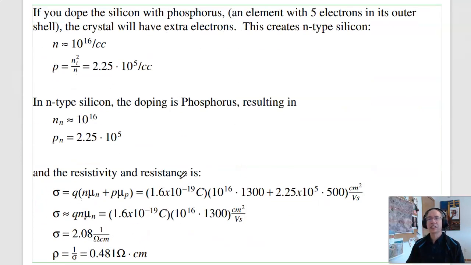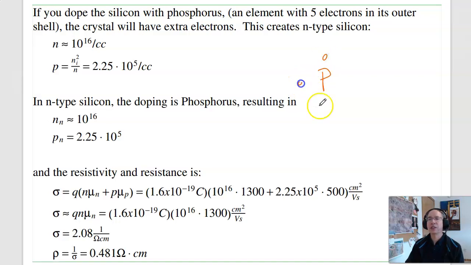If I did the same thing with phosphorus, phosphorus has 5 electrons in the outer shell. So what happens is I have 4 electrons filling the covalent bonds. That 5th electron has no place to go. That creates an N-type material, extra electrons carrying charge. Same thing works if I dope with phosphorus.